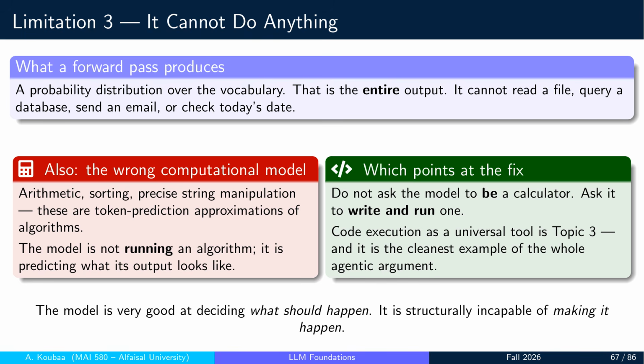Now read the fix on the right. Do not ask the model to be a calculator. Ask it to write and run one. Code execution as a universal tool is topic 3, and it is the cleanest example of the whole agentic argument in one move. Now, the sentence at the bottom, which I want you to remember in this exact form: the model is very good at deciding what should happen. It is structurally incapable of making it happen.